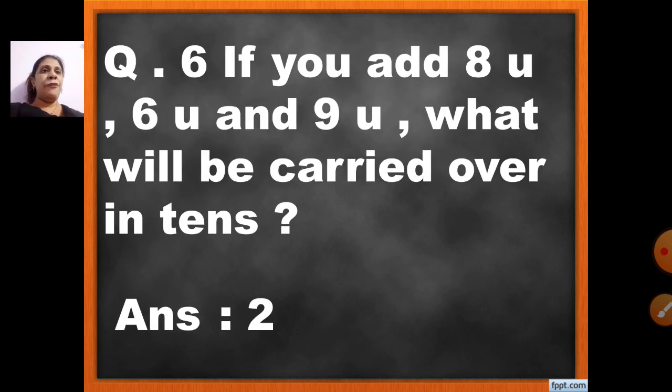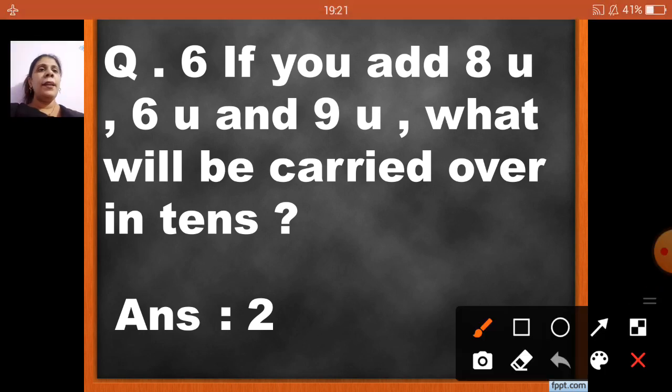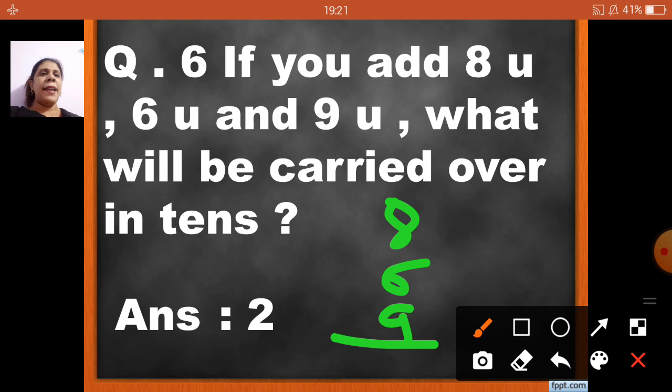Question number 6. If you add 8 units, 6 units and 9 units, what will be carried over in tens? What is the question? If you add 8 units, 6 units and 9 units, what will be carried over in tens? Now what I will do, I will add 8, then 6 and then 9. So let us add and see.